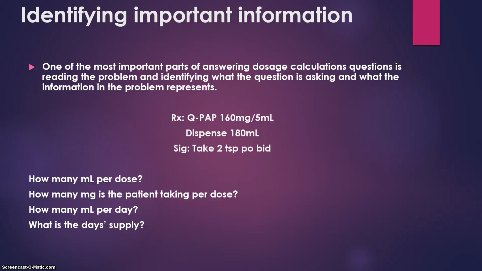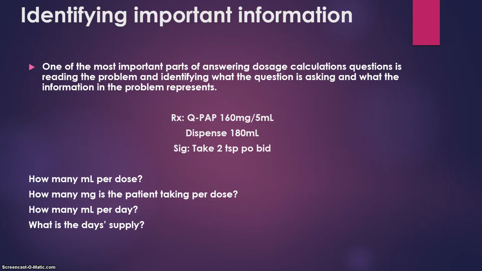Identifying important information. One of the most important parts of answering dosage calculations questions is reading the problem and identifying what the question is asking and what the information in the problem represents. So we have a prescription that says QPAP 160 milligrams over 5 ml, dispense 180 mLs. And the instructions say take 2 teaspoons by mouth twice daily. How many milliliters is there per dose that we have?